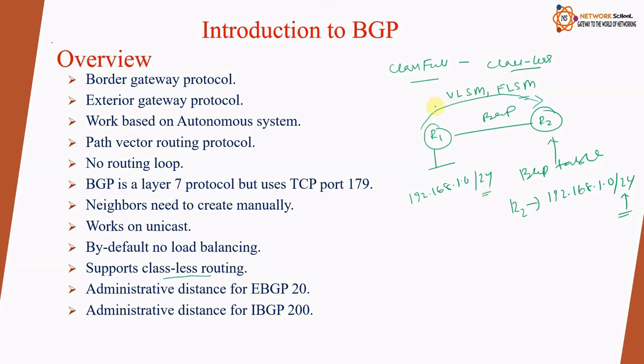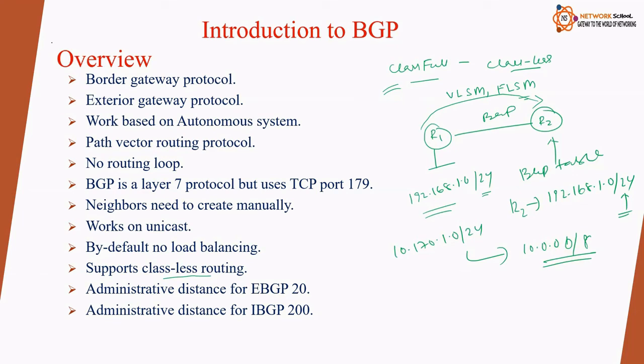So what happens in a classful network? In a classful network, whatever subnet you send from the source to the destination, at the destination you will find the entire class of the subnet. Let's say we are sending 10.71.0/24, and when we look at R2, we will find it like 10.0.0.0/8. So by default, it takes the entire class subnet mask.